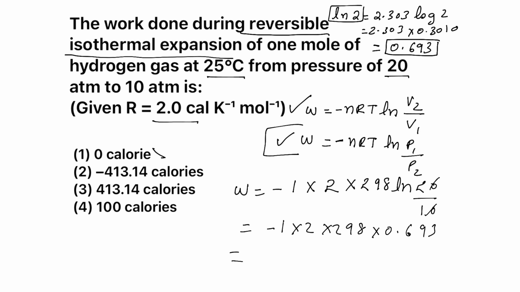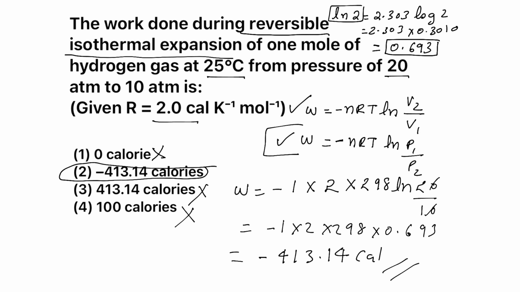Now, no need of calculating. Why? Because here you have a zero answer, here you have a positive answer, here you have a positive answer. So only option 2 has a negative answer. Go with that. You will be getting minus 413.4. No need of calculation. Okay? Don't do it like that. You stop the calculation part from here. Then check the answers. You can see that only one negative answer is there. Go with that. And the answer is minus 413.14 calorie.